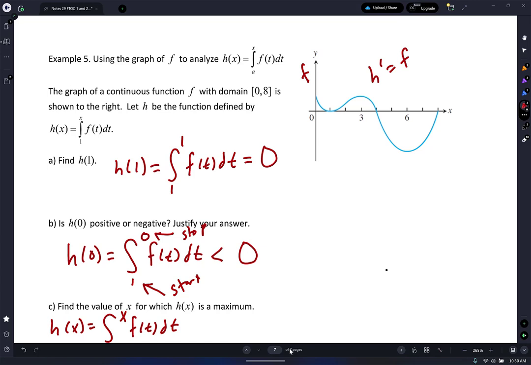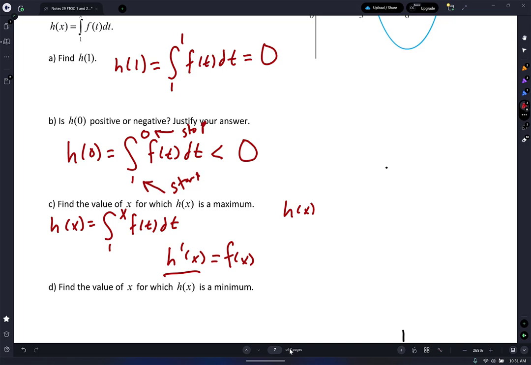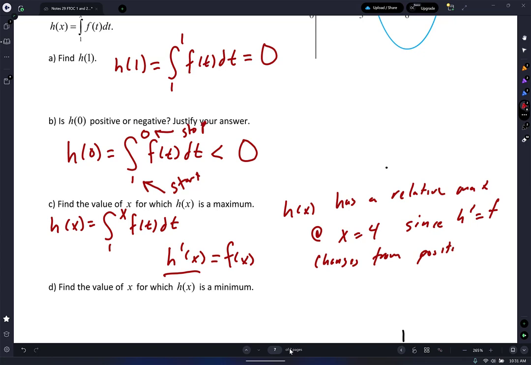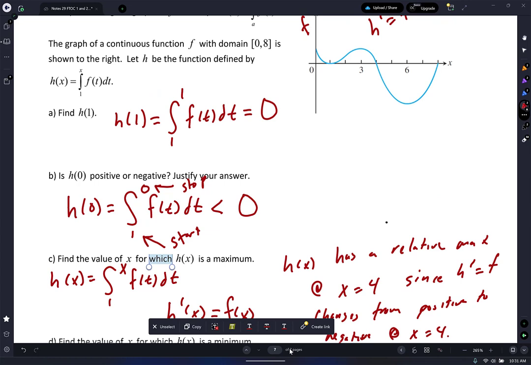So, I'm going to write h of x has a relative max at x equals 4 since h prime, which equals f, changes from positive to negative at x equals 4. Does that make sense? How do we feel? Actually, that's also your absolute max, because I'm going up, up, up, and then from there, I keep going down forever. How do we feel, guys?